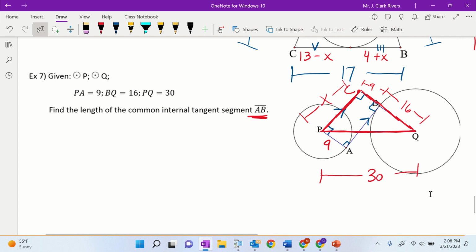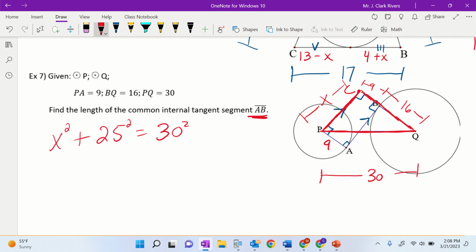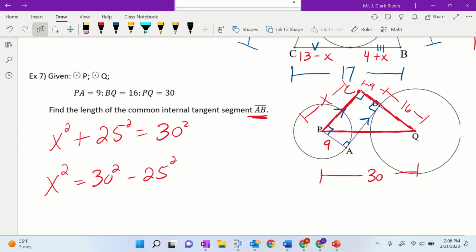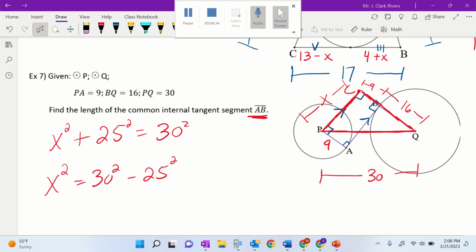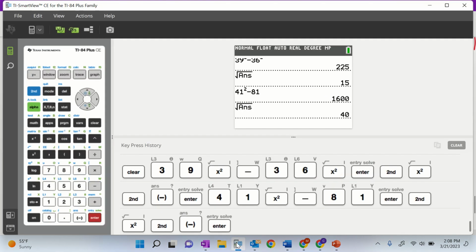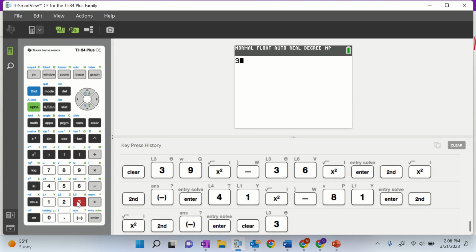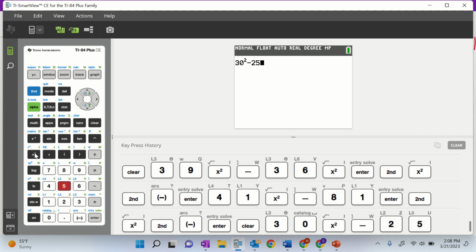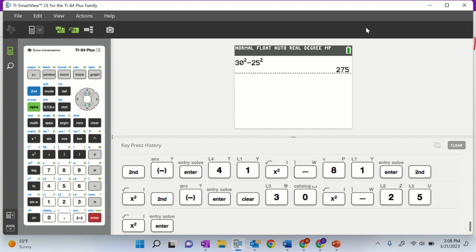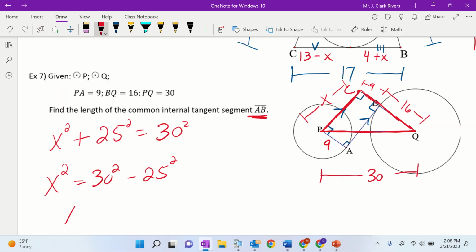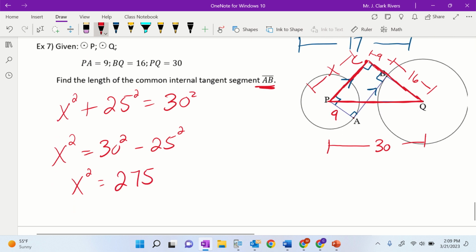So with that in mind, I'm going to say leg squared plus the other leg, which is 9 plus 16, 25 squared equals 30 squared. We subtract 25 squared from both sides, and we end up with 30 squared minus 25 squared. I'm going to go to the calculator now. 30 squared minus 25 squared equals 275. So x squared equals 275. I'm going to take the square root of both sides.